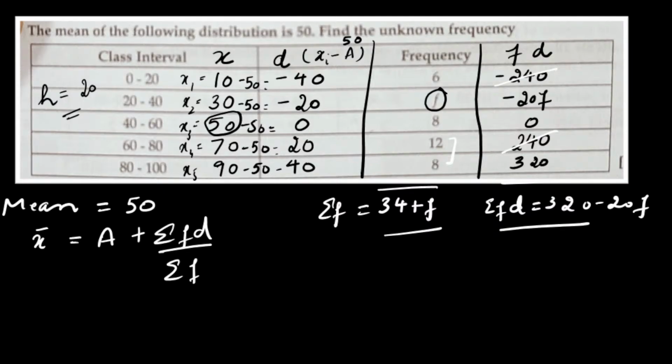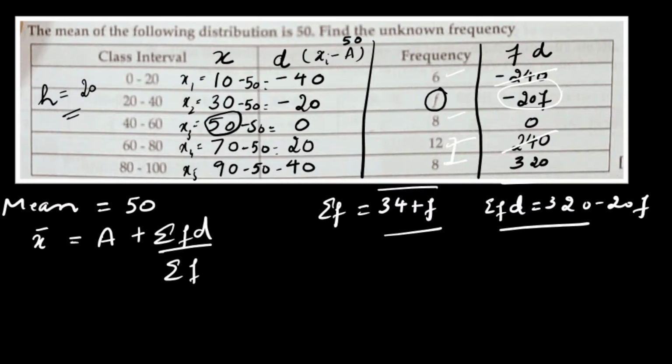I hope this is clear. We have just added all the numbers and the f term we wrote as it is. Here f was only f, so numbers we added: 6 plus 8 plus 12 plus 8. We got 34, and we wrote 34 plus f. Here also we can add all the numbers as per their signs, and the f term we can write in the form of addition. So 320 minus 20f.